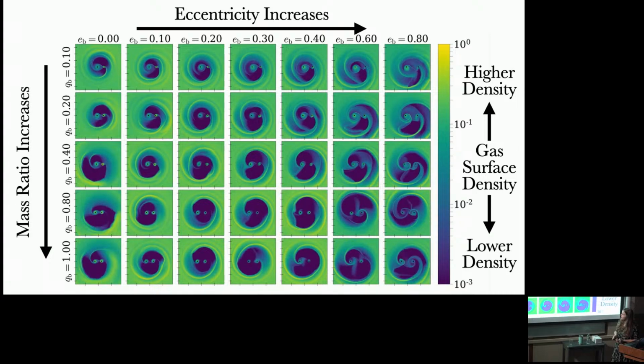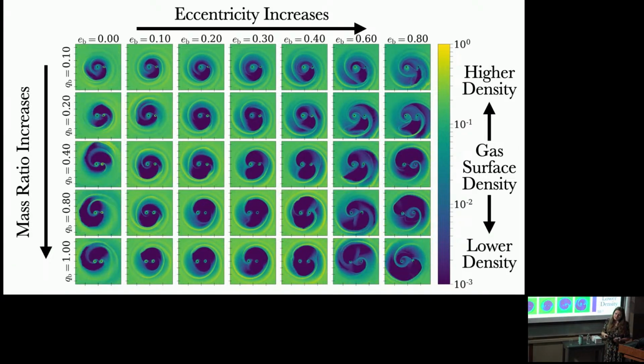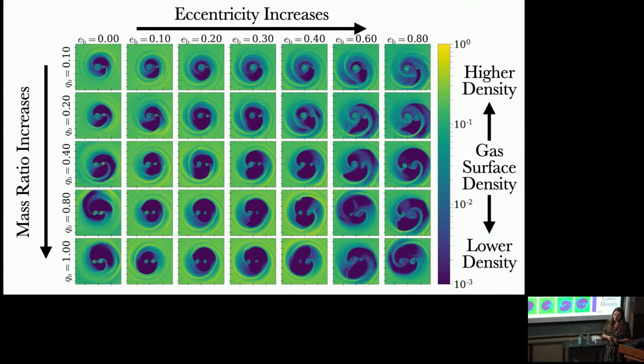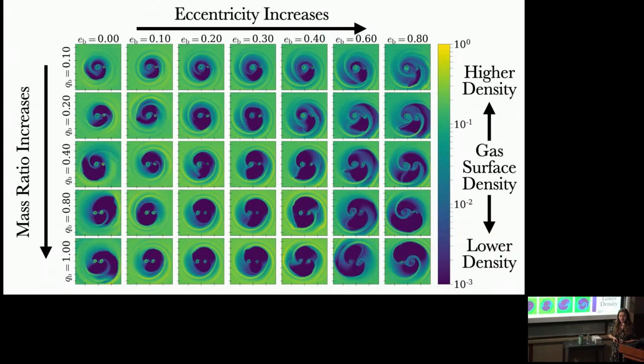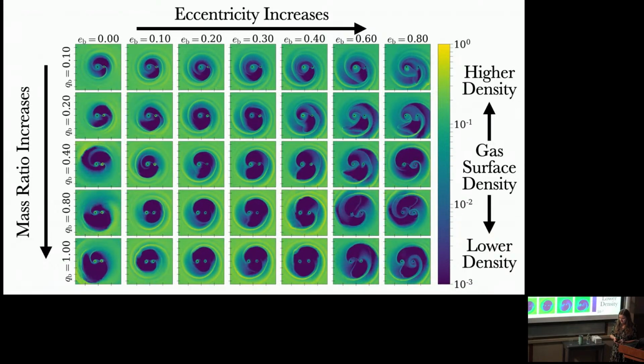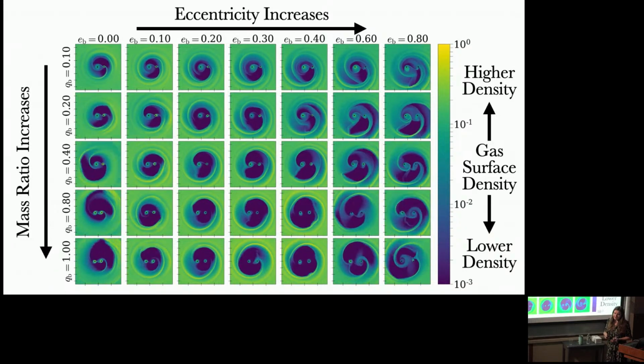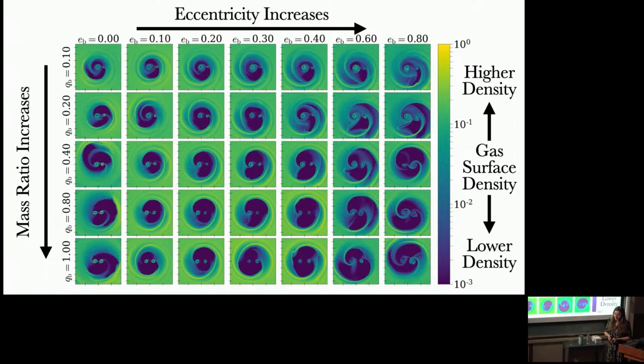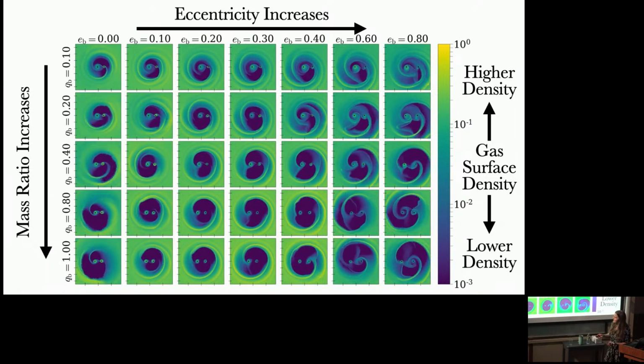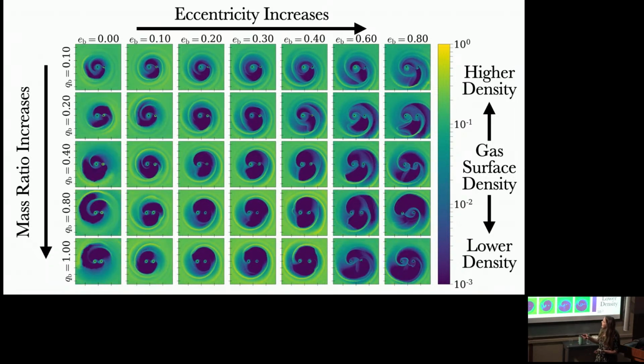So in order to determine how this asymmetric morphology of the circumbinary disk affects the orbital evolution of the binary system, I ran a very large simulation suite of binaries immersed in circumbinary disks. So I know this is mesmerizing, but let's unpack what we're looking at here.